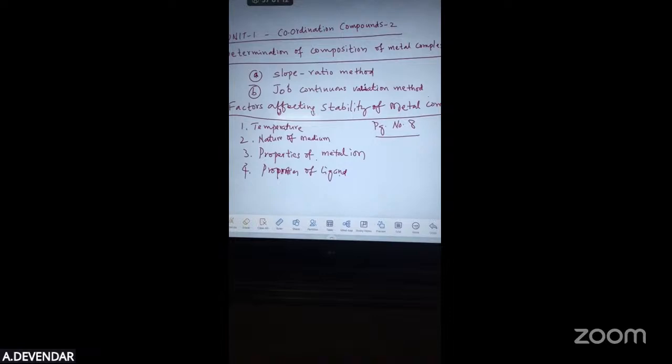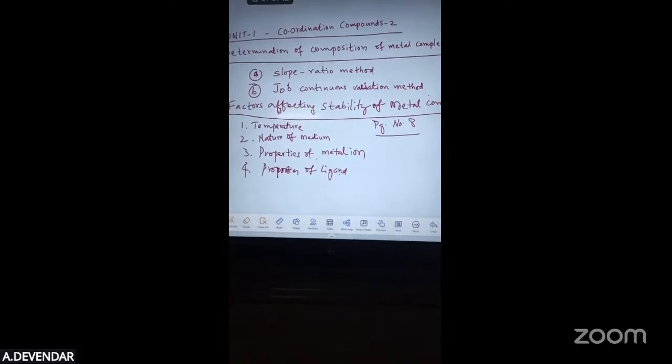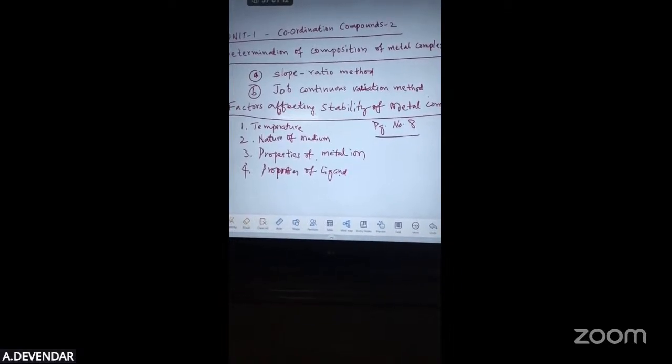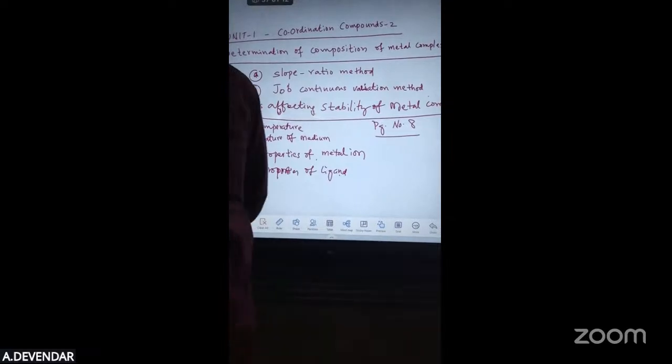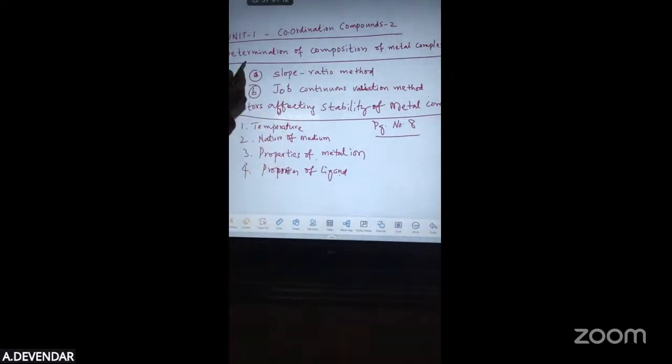So this is about our first unit. The first unit is not that important. What I am saying is you can just go through the peripheral parts easily. These are the two important areas to focus on: determination of the composition of the metal complex and the factors affecting the stability of the metal complex. Okay.